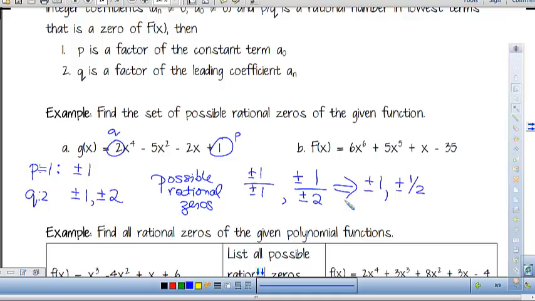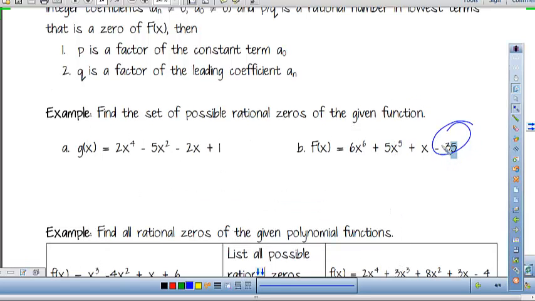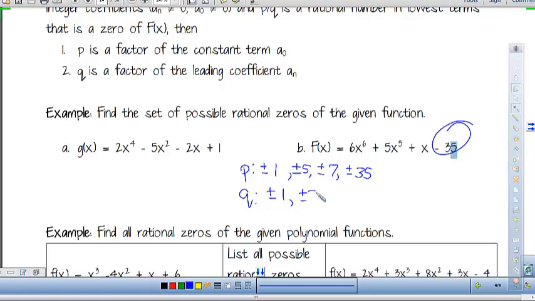Okay, in B, I'm going to again look at my constant. So what are the factors of 35? 5 and 7, plus minus 5, plus minus 7. Don't forget about 1. It's a factor of everything, and that goes with 35. Very good. And then for 6, it's going to be what? All right, so that's my p and q values.